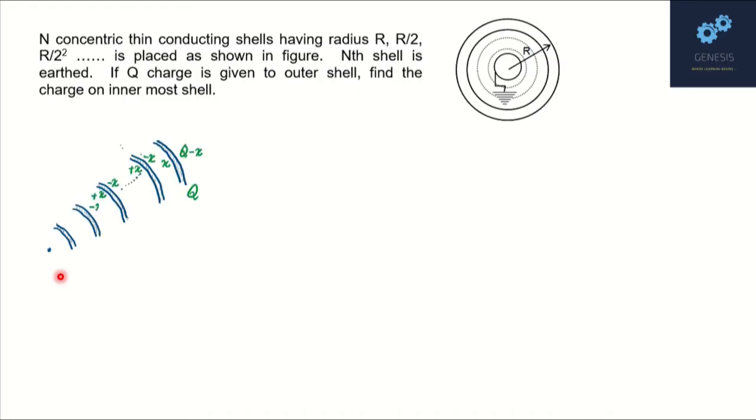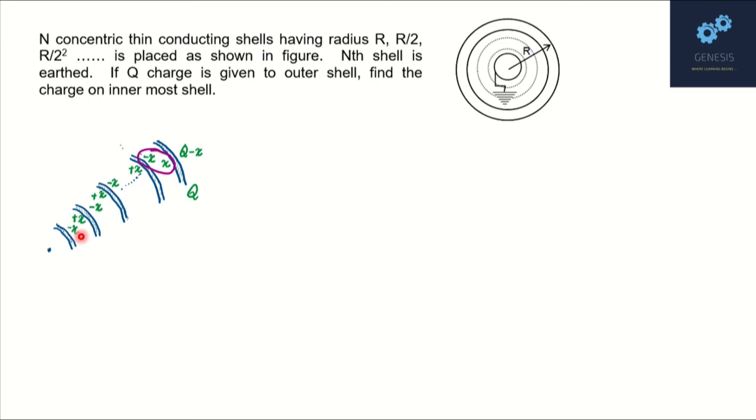Now here I have shown the portions of the shells so that the diagram does not become cluttered, and I have assumed that X charge is present on the inner surface of the outermost shell, therefore Q minus X is present on the outer surface. By Gauss's law, on the next shell, minus X charge will be induced. And since this was already neutral, it had no charge, therefore plus X charge will come onto the inner surface of the second shell. And this will continue in series for all these shells till you reach the innermost one, where you will have minus X charge on the outer surface of the innermost one.